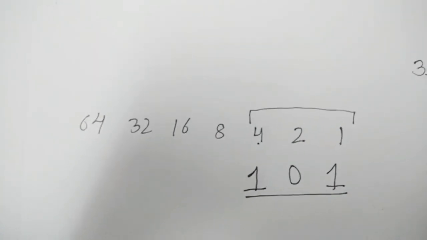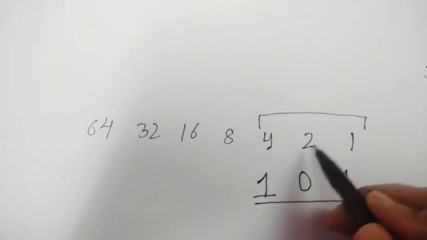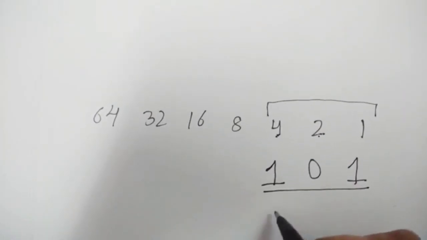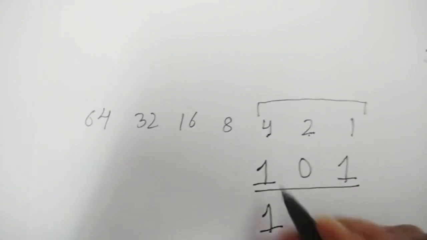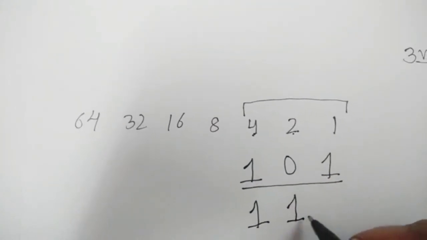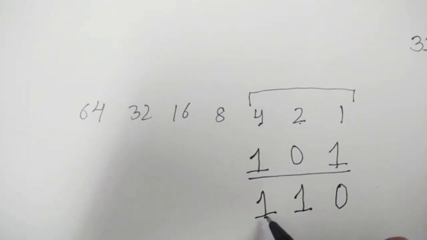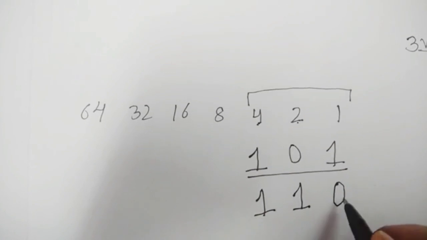Now how will you frame 6? You will add 4 with 2. 4 plus 2 is 6. So which columns are added? The 4 column and the 2 column are added. This is not added, so we write 0 here. So what is 6? 1, 1, 0.